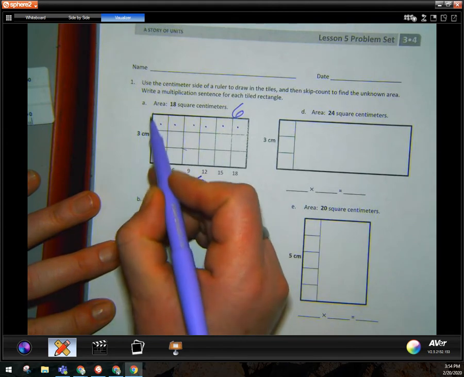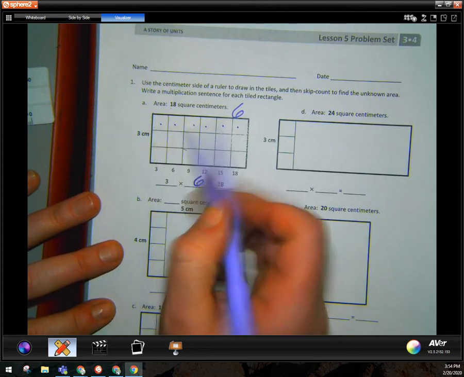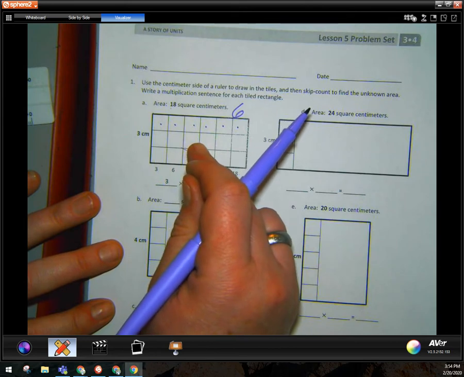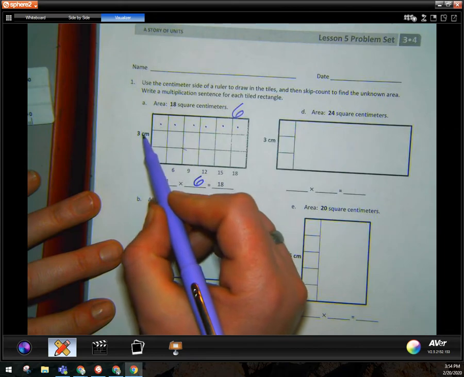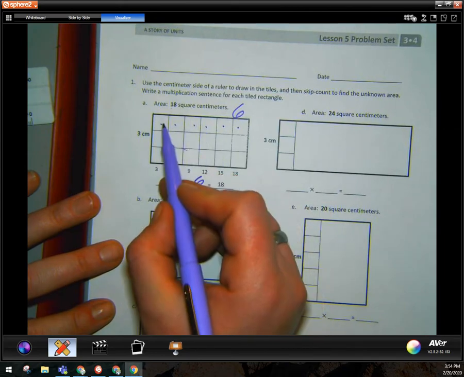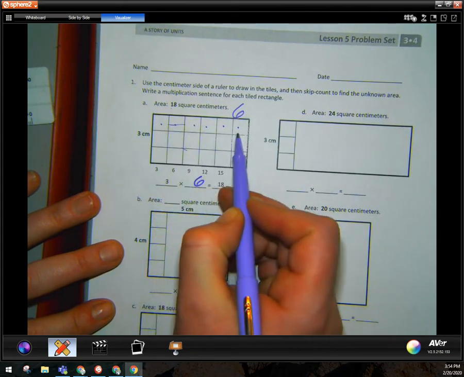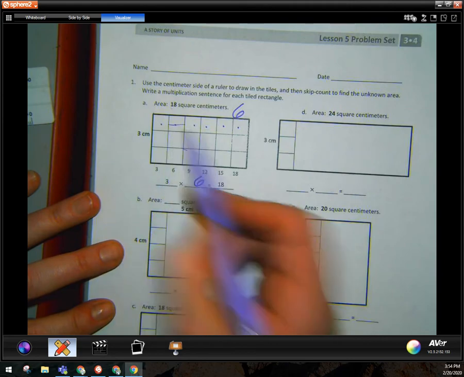And right here we know that there's 3 squares. So this one, they're showing you what it's going to look like when you're done after you've used the centimeter side of the ruler. Well, I know that 3 times 6 is 18, so I know that this side's going to be 6 before I even drew it out, but you can count and see.